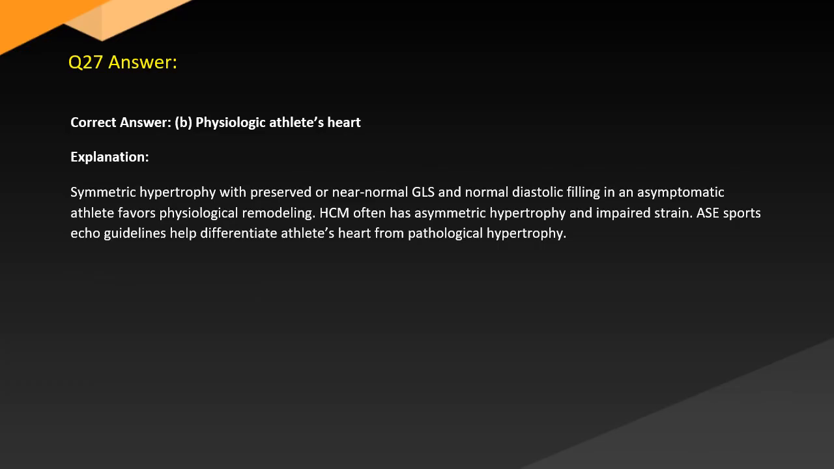Answer. Correct answer. B. Physiologic athlete's heart. Explanation. Symmetric hypertrophy with preserved or near normal GLS and normal diastolic filling in an asymptomatic athlete favors physiological remodeling. HCM often has asymmetric hypertrophy and impaired strain, as sports echo guidelines help differentiate athlete's heart from pathological hypertrophy.